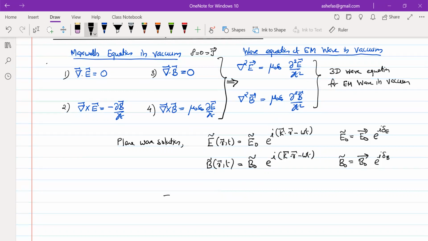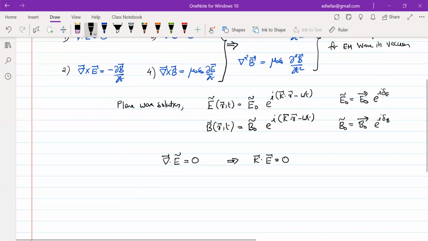One of the things is we can set del dot E is 0. Now del dot E equal to 0 implies k dot E is 0. So how to find that? Del dot E can be written as dou by dou x_i of E_i tilde equal to 0, where i is running from x to z. Since the index i is already used for the complex notation, better you put j.